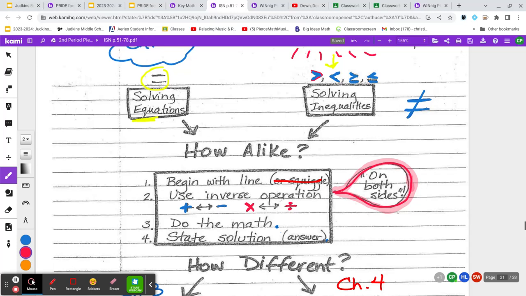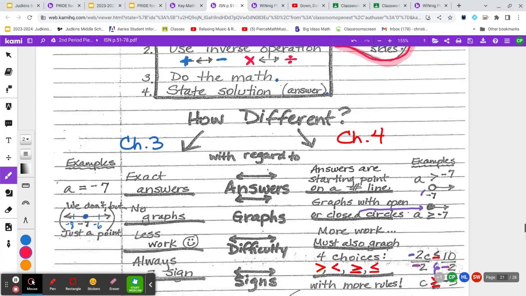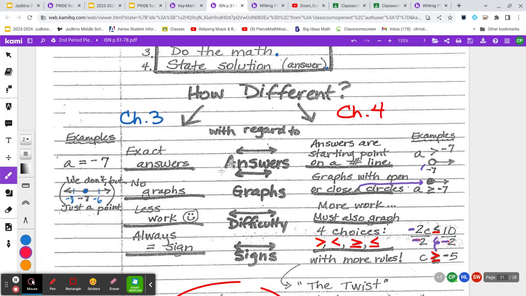Now, how does Chapter 4 differ from Chapter 3? What are we going to do that's different? Well, this is how it works. Chapter 3 had exact answers. Follow along my little marker here. They had exact answers like A equals -7. But Chapter 4, the answers are a starting point on a number line. So A is greater than -7. That means A could be -2, A could be 0, A could be 5, A could be a million. It's anything, but it can't be worse than owing $7.